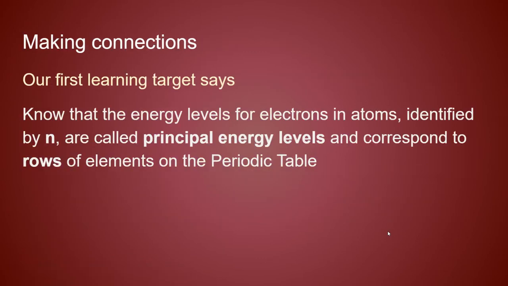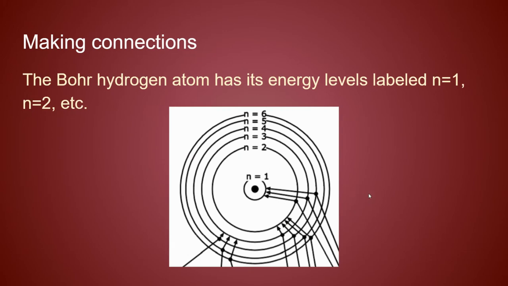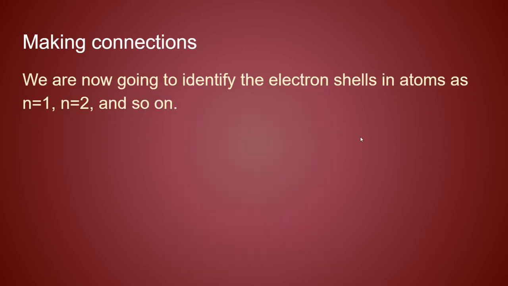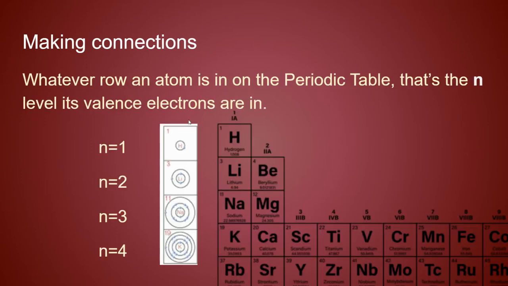All right, our first learning target says, know that the energy levels for electrons in atoms identified by N are called principal energy levels and correspond to rows of elements on the periodic table. The Bohr hydrogen atom has its energy levels labeled N equals 1, N equals 2, N equals 3, etc. We're now going to identify the electron shells in atoms as N equals 1, N equals 2, and so on. Whatever row an atom is in on the periodic table, that's the N level its valence electrons are in.